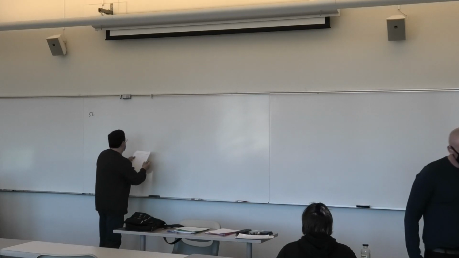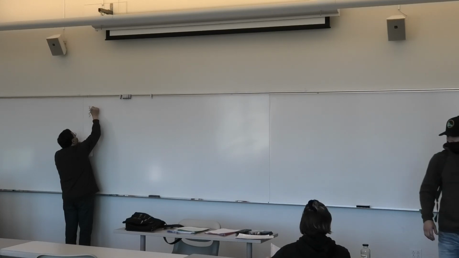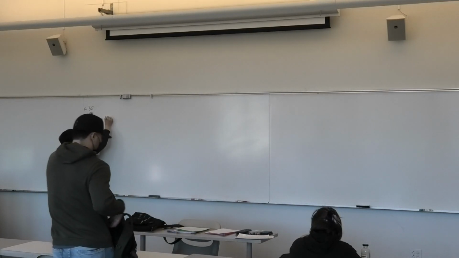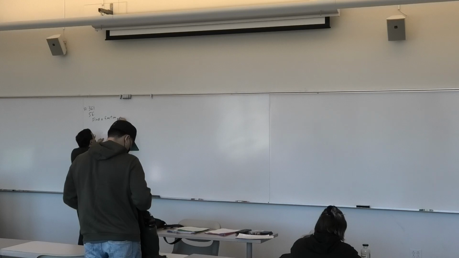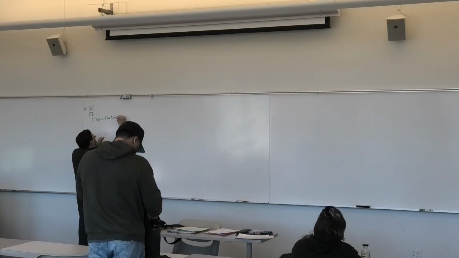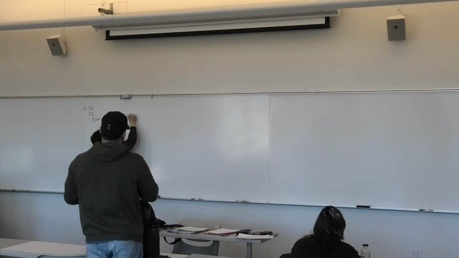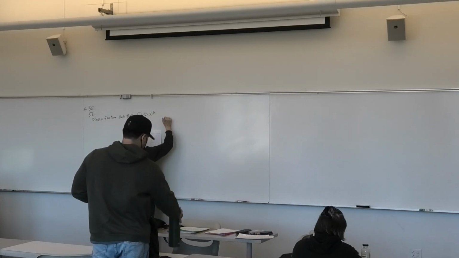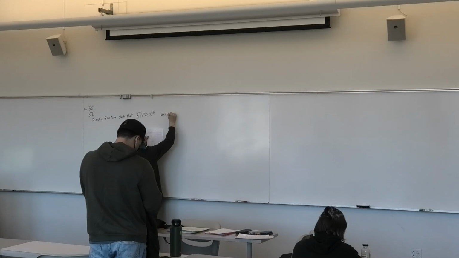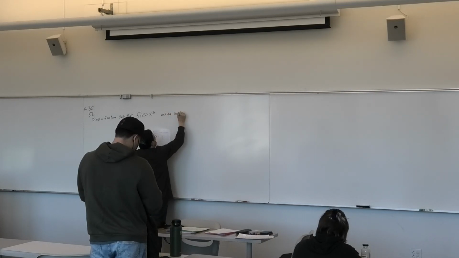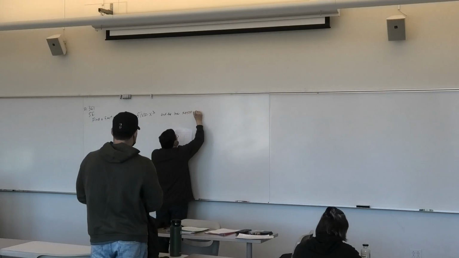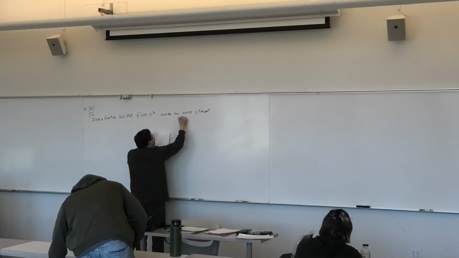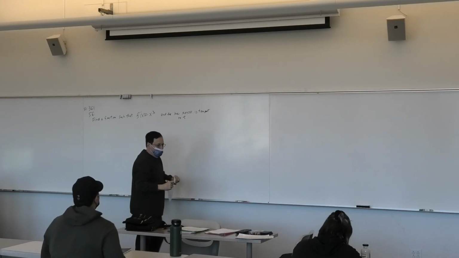361. So it says, find a function such that the derivative is x cubed and the line x plus y equals 0 is tangent to f. Okay.